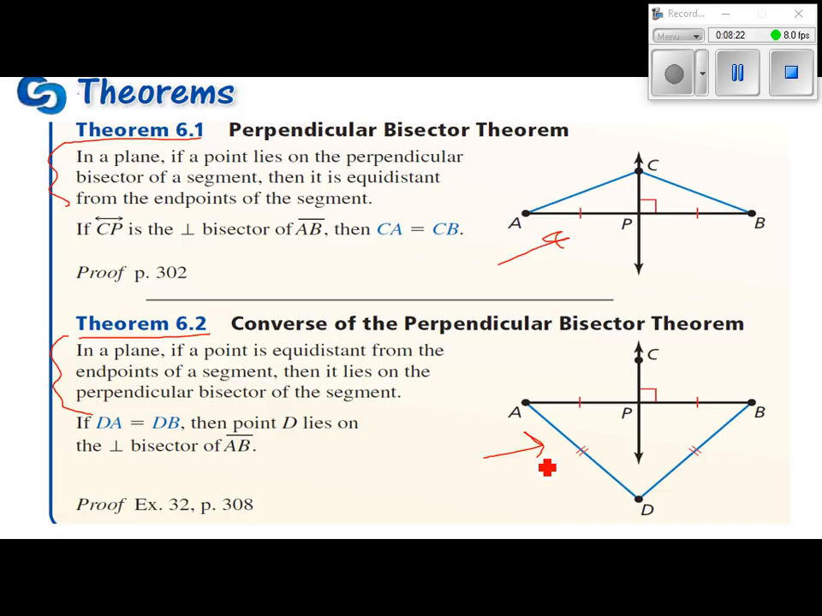Alright, on this: in a plane, if a point lies on the perpendicular bisector of a segment, then it is equidistant from the endpoints of the segment.